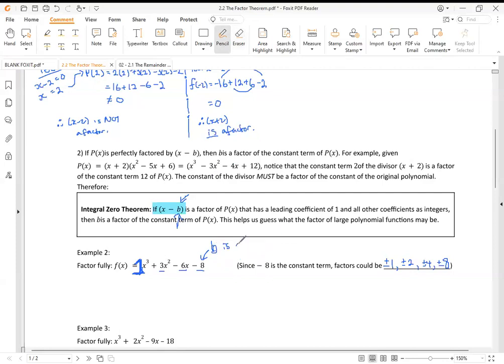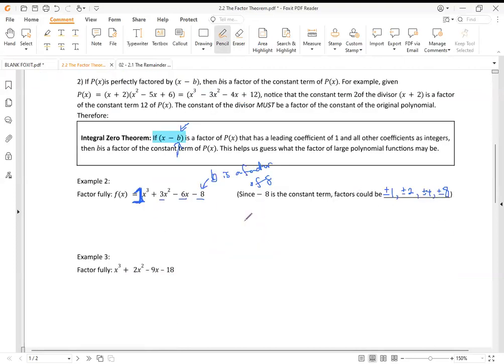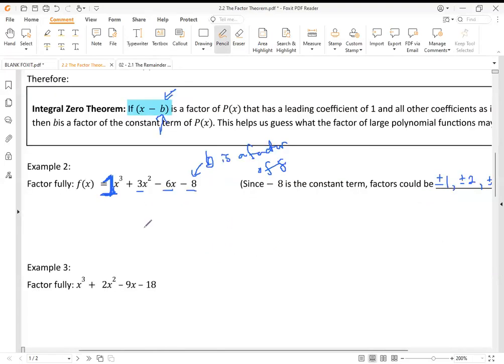b is a factor of 8. So let's try it. Which one of these would be our factor? Let's test. F at 1. So that is 1 cubed plus 3 times 1 squared minus 6 times 1 minus 8. I already know that's not a 0. I don't want it. So x minus 1 is not a factor.